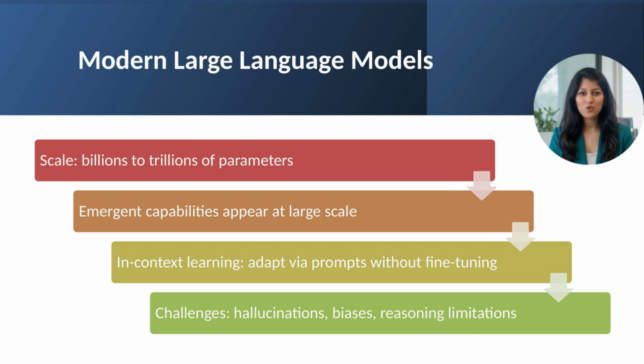But LLMs have important limitations. Hallucinations: they confidently generate plausible sounding but false information. Biases: they reflect biases present in training data, which can be problematic. Reasoning limitations.